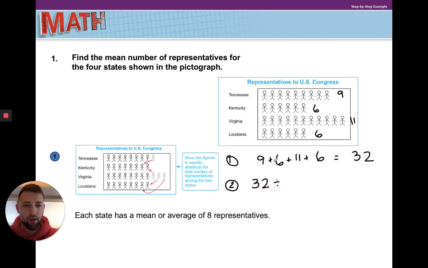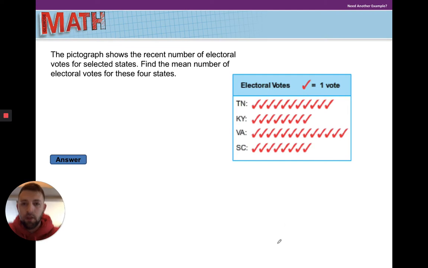Step 2, and your last step, is to just take 32 and divide it by how many numbers we have. Well, I have 1, 2, 3, 4 numbers. So I just divide it by 4. And my answer, 32 divided by 4, you should get 8. And notice that they got 8 as well. Okay. Let's try one together.